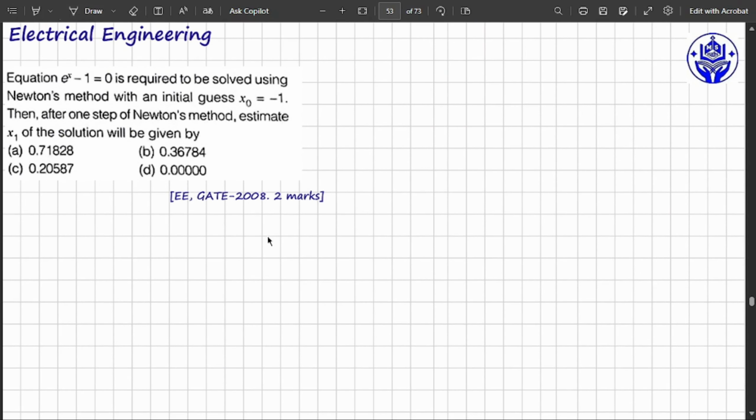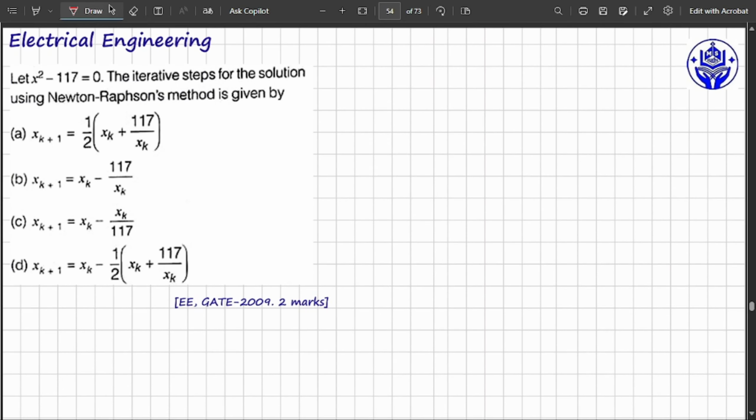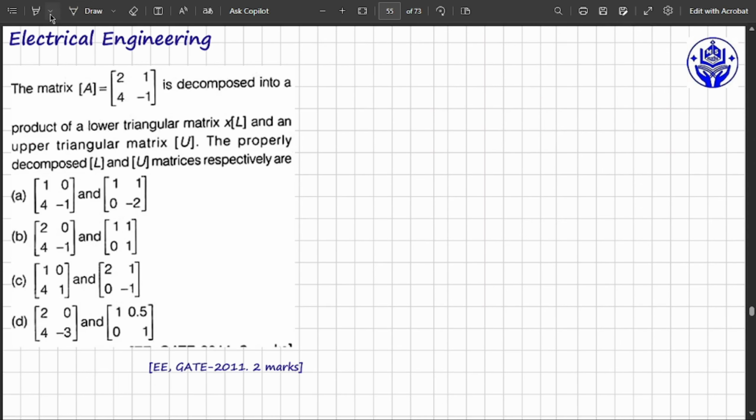Next, numerical integration. Yes, Newton-Raphson method. You can do it. Next one. This one is also the Newton-Raphson method, and the scheme uses this formula: x n plus 1 is equal to x n minus f of x n upon f dash of x n. Easily you can find the solution of this is A. This is the solution.